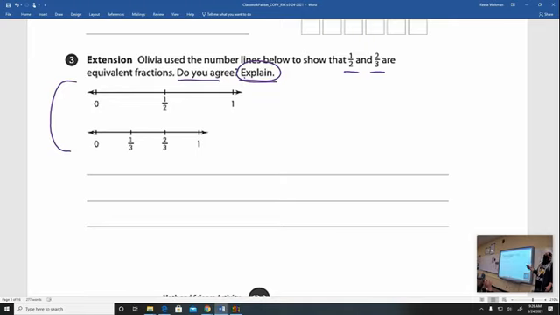You're giving me an argument, right? In this case, you're going to cite evidence. So you're going to say, yes or no, I agree, I'm with Olivia because she is correct that this equals this, right? Or that this doesn't equal this.